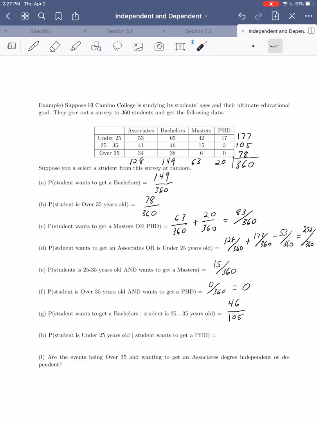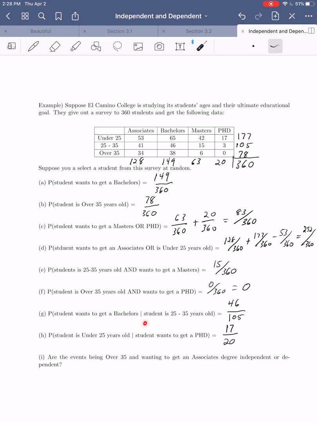All right, same thing. Now we want to get the probability that they are under 25, but we know they want to get a PhD. So we have the information that they want to get a PhD, so they must be somewhere in this column. That means they are out of that 20 total people who wanted to get a PhD. So we're in this column. How many of those people in that column were under 25? Well, 17 of them. So it would be 17 out of 20.